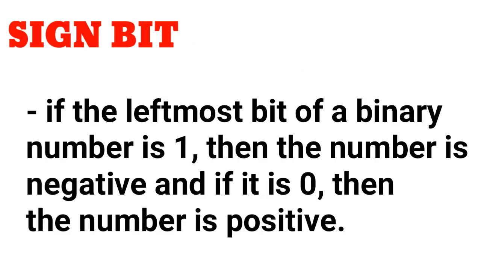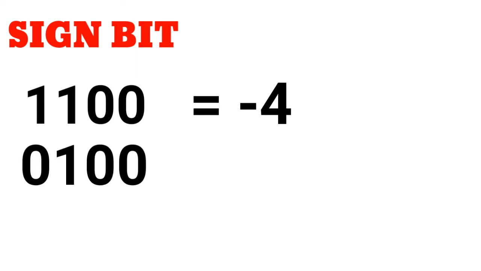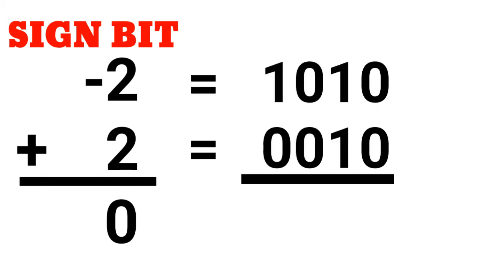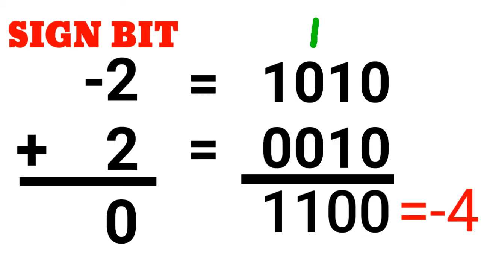In sign bit, if the leftmost bit of a binary number is 1, then the number is negative, and if it is 0, then the number is positive. For example, if the binary is 1100, the decimal of that is negative 4. On the other hand, if the binary is 0100, the decimal of that is positive 4. What if we add negative 2 and positive 2? The answer should be 0. But in binary, the answer is negative 4. Still, the answer is wrong, but at least now, we can produce negative numbers.